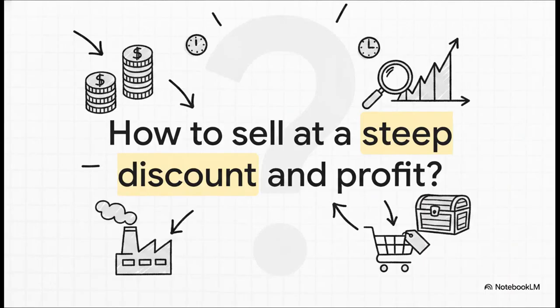Think about this for a second. How did businesses know when they can slash the price of a product, offer a massive discount, and somehow still walk away with a profit? It sounds completely counterintuitive, right? Like, why on earth would a company drop its prices below its total production costs?